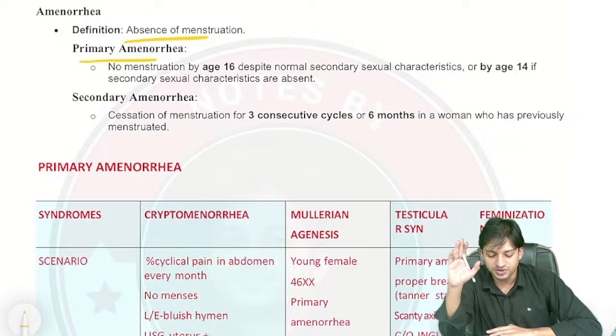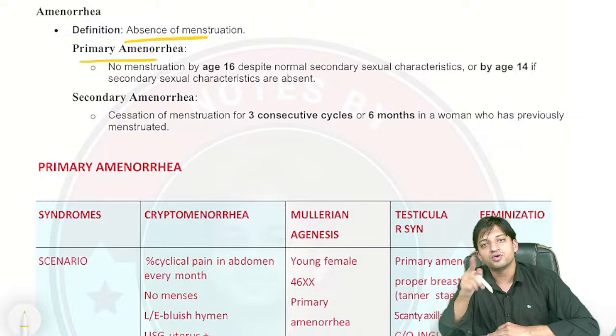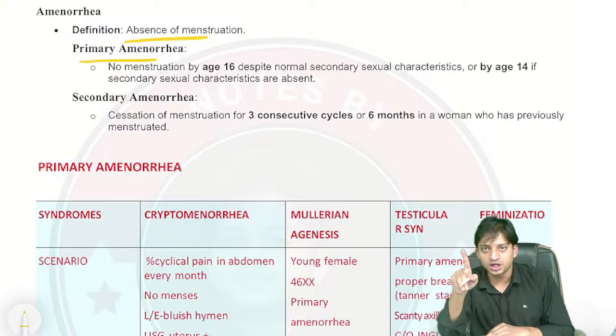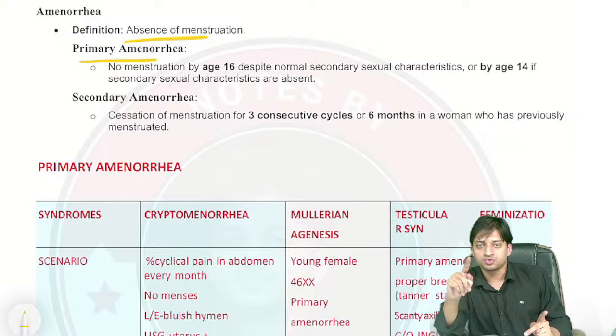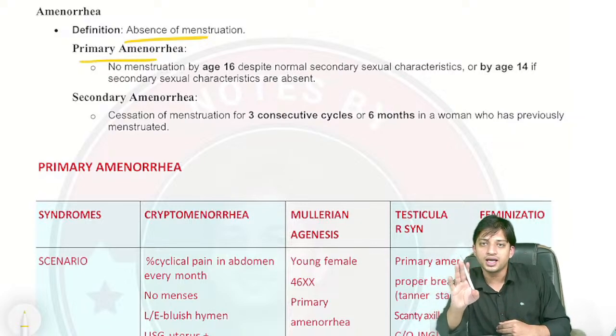Suppose if the female has reached 16 years of age and normal secondary sexual characters have already appeared, then it will be called amenorrhea. In another female, if she has not attained secondary sexual characters, that means the breast and the other features she has not attained, then if she is 14 years of age, it will be categorized as primary amenorrhea. So understand, two age groups. 14 years for the female without the development of secondary sexual characters is primary amenorrhea, right? 16 years for female with secondary sexual characters is primary amenorrhea. Both the conditions, I hope now you can remember.